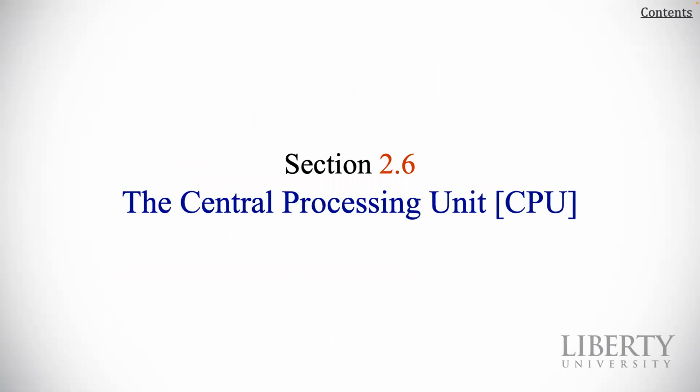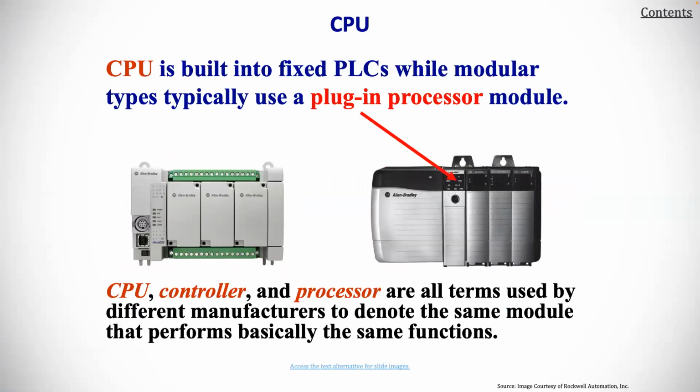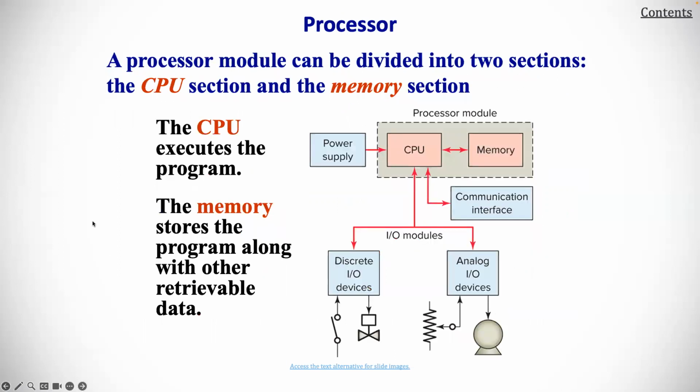Finally, we have the central processing unit, the CPU. The CPU is built into a fixed PLC, while modular types typically use a plug-in processor module. So keep that in mind. You have a CPU, a controller, and a processor, all terms used by different manufacturers to denote the same module that performs basically the same function. It gets into how much capability you need in that processor.